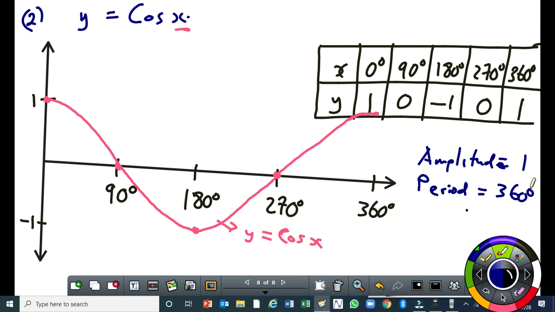Okay, let me just finish this quickly. Right, you can finish it: domain and range.